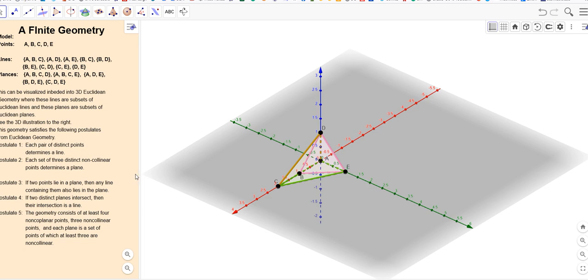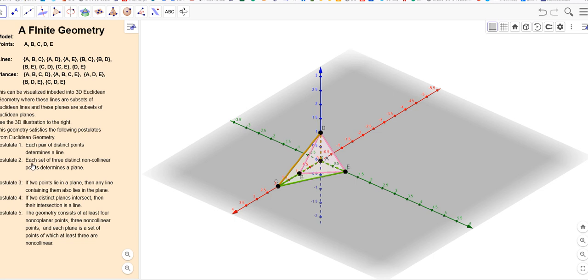Well, does it satisfy all of them? That's what we want to check. Okay? So see if you can kind of just look at it, and then we're going to talk about how to actually document this. So each pair of distinct points determines a line. You've got to show that no matter which 2 points you pick, there's only one line that contains them. There is one, and there's only one, right? That's what determines a line means.